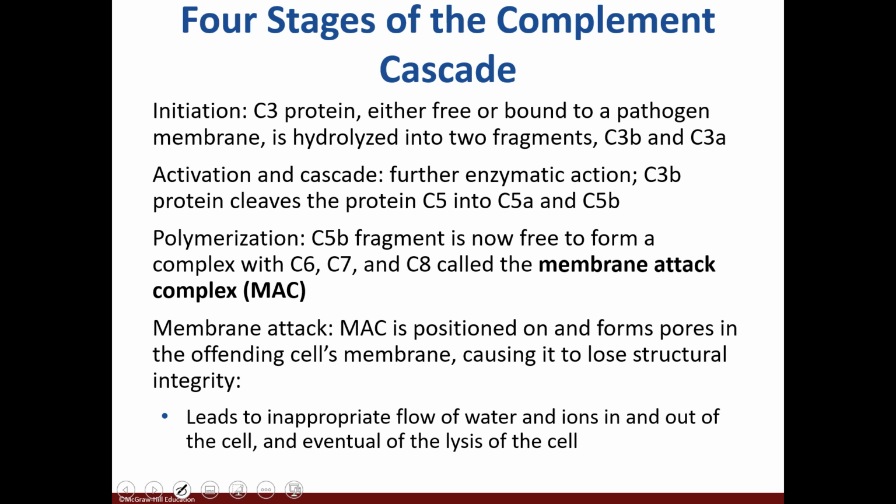The first is the initiation stage, where C3, whether it be free or attached to a pathogen, is split into C3b and C3a. The next step is activation and the cascade, where the C3b protein breaks down C5 into C5a and C5b. Next is polymerization, where a membrane attack complex is formed. The membrane attack complex then forms pores or openings on the surface of the cell, which leads to lysis.